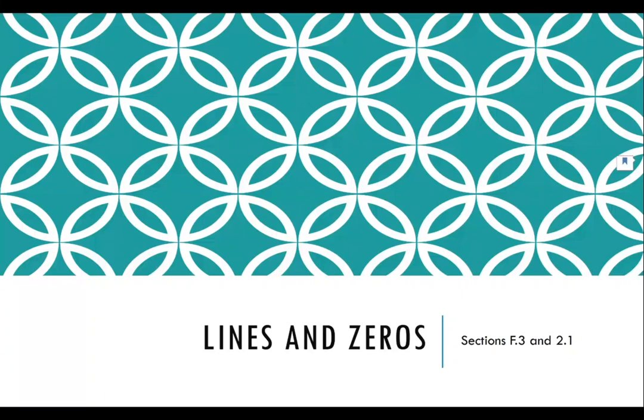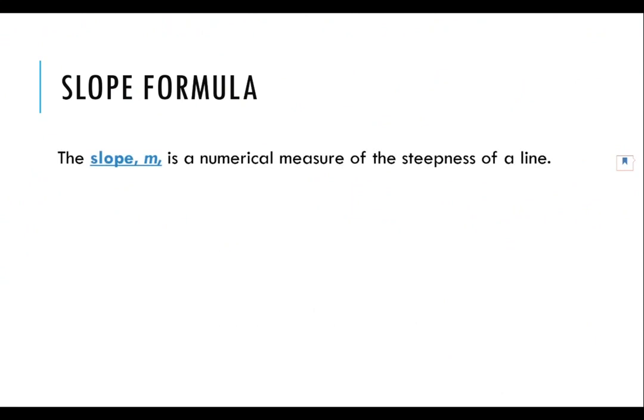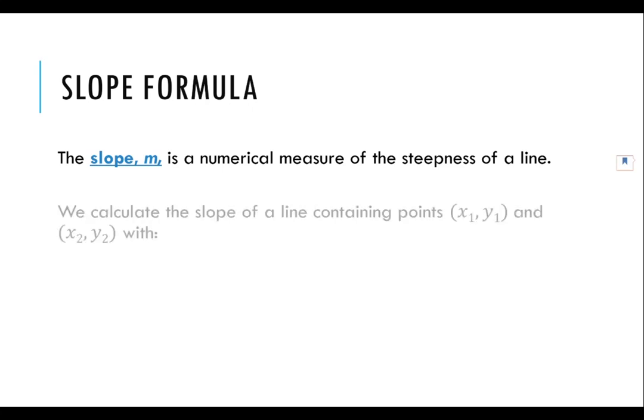Section F3 and 2.1, lines and zeros. First, we're going to talk about the slope formula. The slope formula is usually represented by the letter M, and this is a numerical measure. It's a number that measures the steepness of a line.